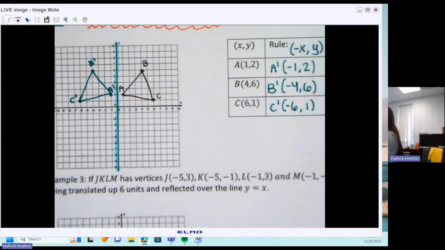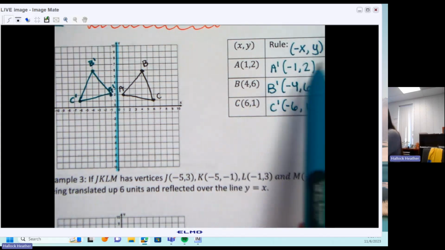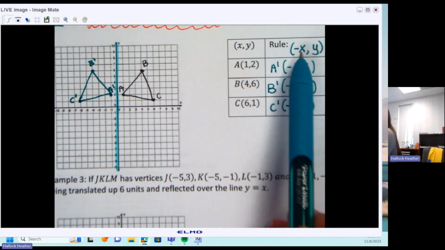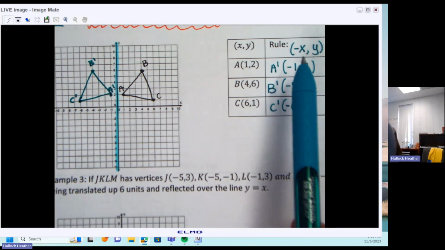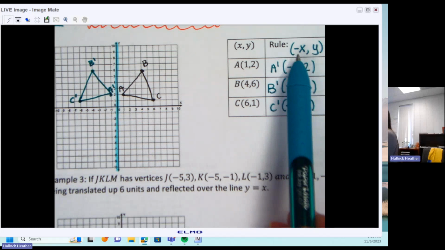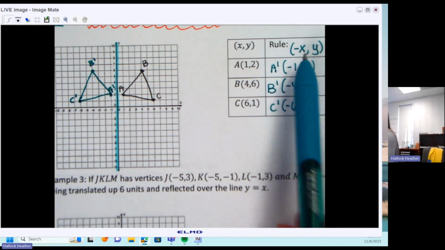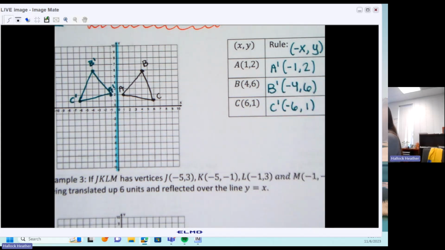And remember, technically, whenever the variable in the rule is negative, all it means is it's flipping its sign. So if it was already negative, it turns positive. If it was positive, it turns negative. So it doesn't mean it has to be negative. It just changes the sign. So x flips its sign, y stays exactly the same.